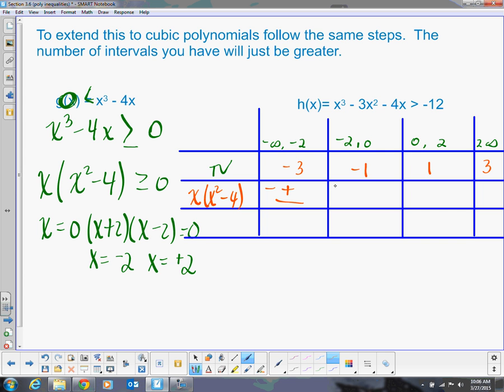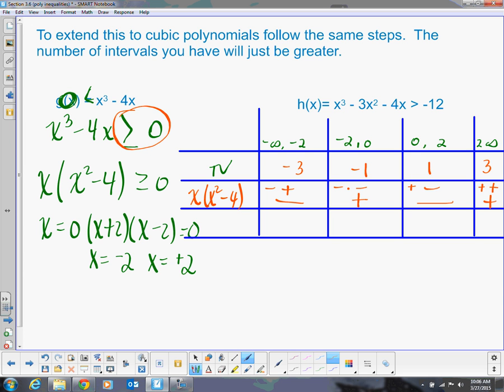Put in negative 1, I'll have negative 1 squared minus 4, which is negative. Put 1 in, that's going to be positive. Now it's 1 squared minus 4, negative. Put 3 in: 9 minus 4 is positive. So what do we want? Positive. Greater than 0 means positive.